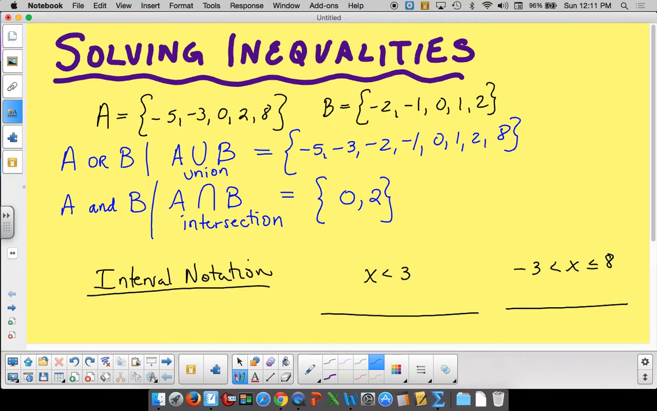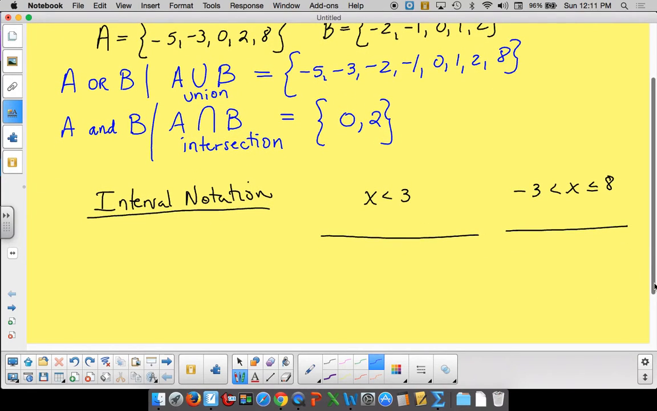From here on out, we're going to use unions and intersections quite frequently. Today you will also see ands and ors, but the unions and intersections are going to come up within our final answers. Okay, the other thing you need to learn is what is called interval notation.